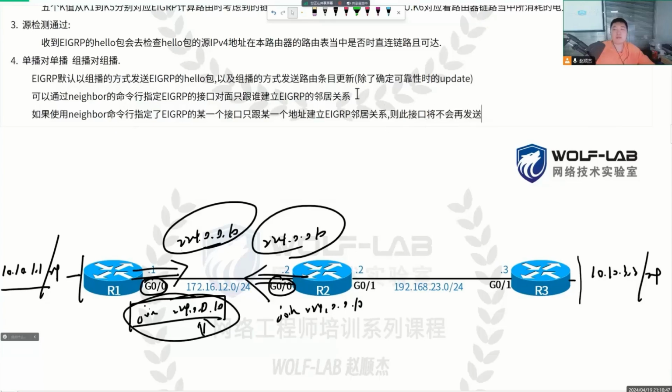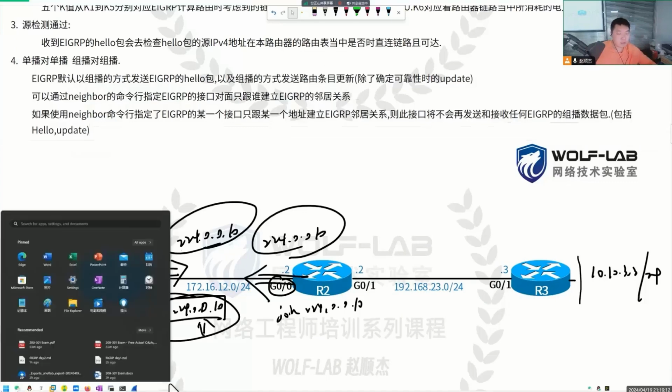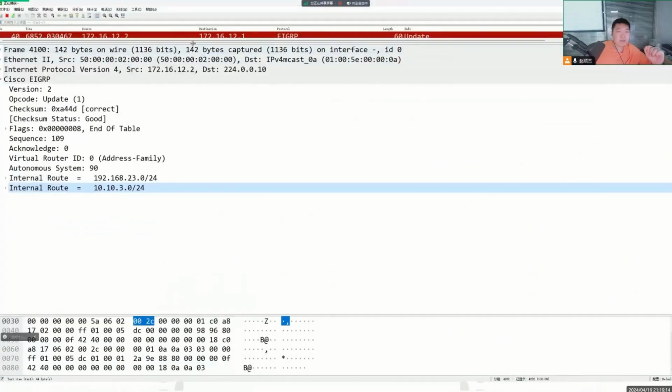I will send you a unicast EIGRP hello packet, and on this port of mine I will not send multicast EIGRP packets. Do not send any EIGRP multicast packets, and it will not receive any EIGRP multicast packets. Look now, even though R2 sends hello packets through multicast, can R1 receive them? It can receive, but I don't want it.